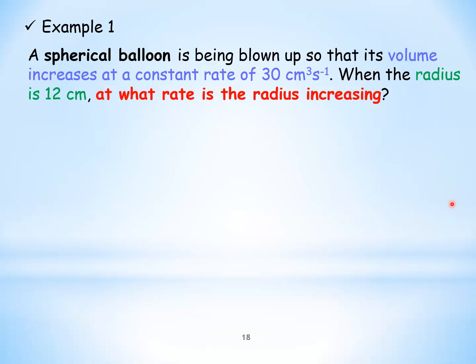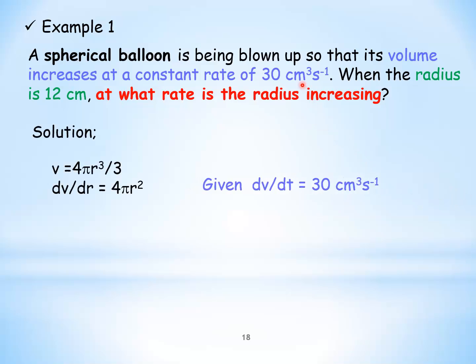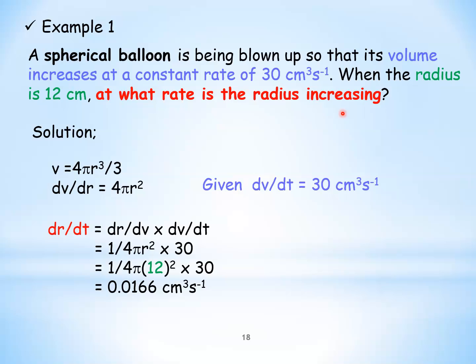Okay, example 1. A spherical balloon is being blown up so that its volume increases at a constant rate of 30 cm³ per second. When the radius is 12 cm, at what rate is the radius increasing? Okay. We now have a spherical balloon being blown up. Balloon yang sudah ditiup, that's the volume increase at a constant rate. Okay, so we have V, volume for spherical ataupun sphera, this formula.